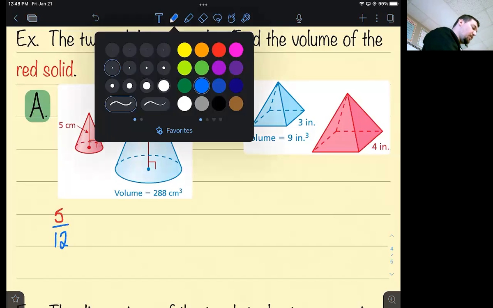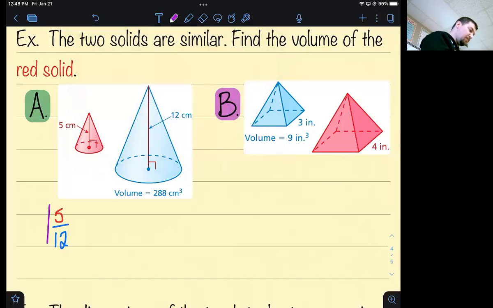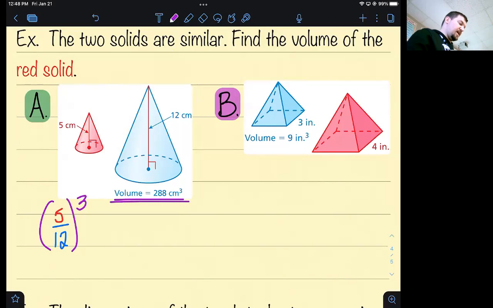Yes, it is. So I'm going to raise the side length ratio to the third power because they don't give me surface area, they give me the volume of that blue cone. So Jace, you might need to use a calculator here. 5 to the third power and then 12 to the third power. That's 125. Okay, 1,728.